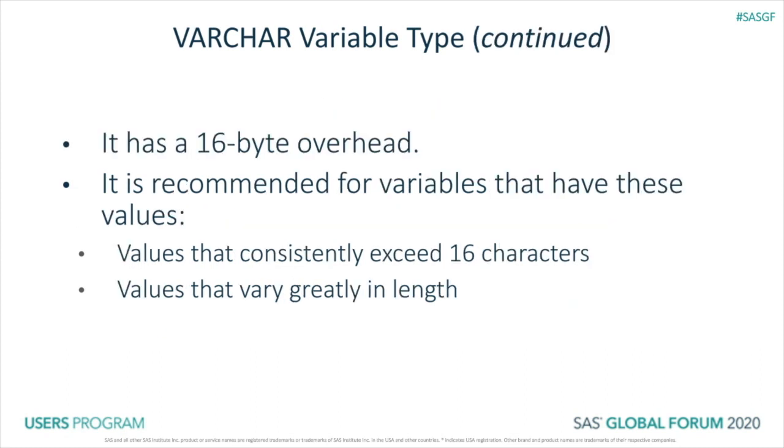An important aspect of the VARCHAR variable type is that there is a 16-byte overhead to use this variable type. Because of this, the VARCHAR variable type is only recommended for variables whose values consistently exceed 16 characters. Also, the VARCHAR variable type provides the most benefit for variables whose values vary greatly in length.